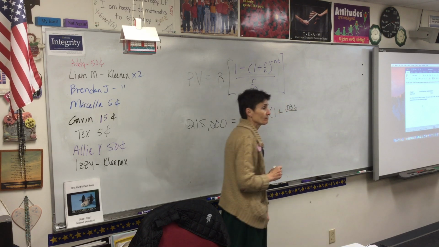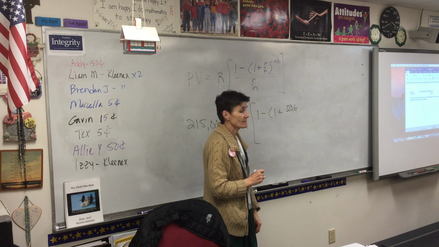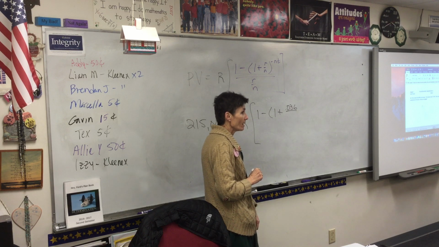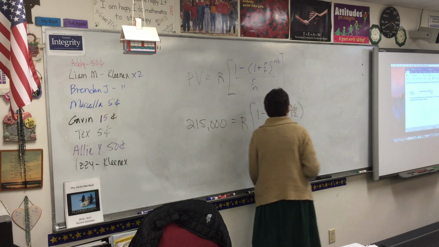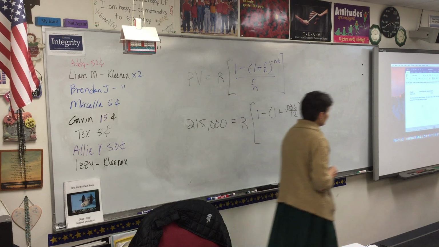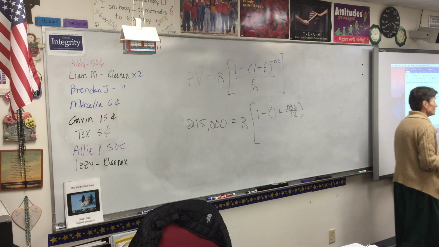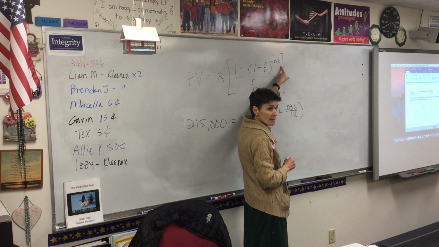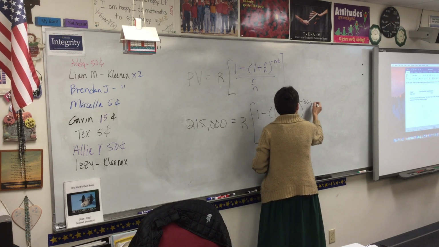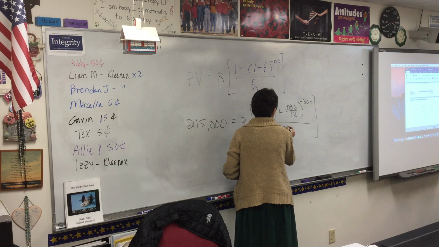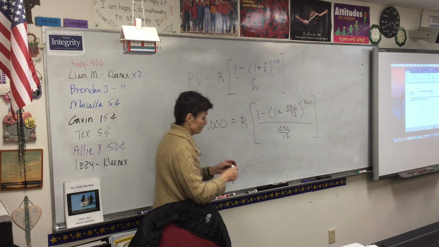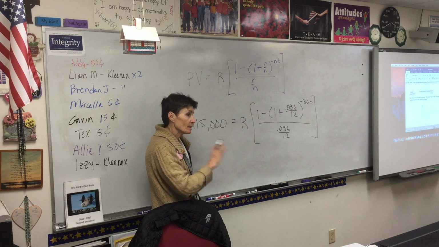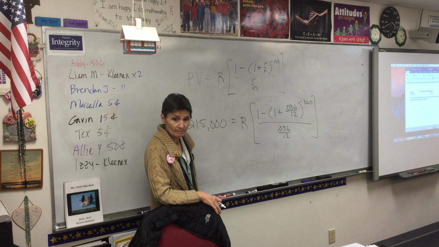What's N? It is 12. Why is it 12? Monthly. N is the number of times a year you're doing it. So monthly means 12. Your exponent, how many years is the loan for? 30. So your exponent is going to be negative 12 times 30. Negative 360. All right, so take a look at that. Everybody got all the numbers in the right places?